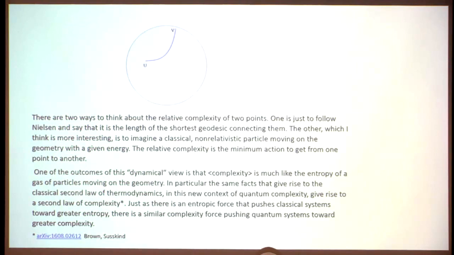There are two ways to think about the relative complexity. If I have two unitary operators, I can ask how many gates does it take to go from one to the other by operating, let's say, by left multiplication, and that minimal number of gates to go from one to the other is called the relative complexity. And you can think of it in two ways. You can think of it as two points on the hyperbolic plane or on the complexity geometry. The way Nielsen thought about it was as the geodesic distance between the points, the relative complexity.